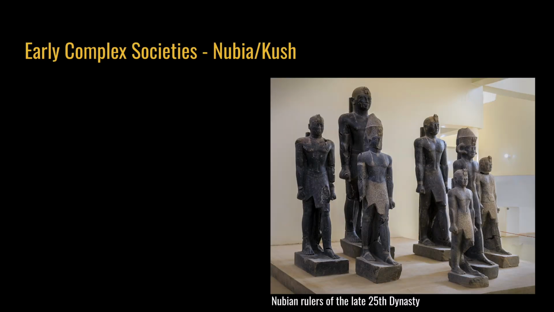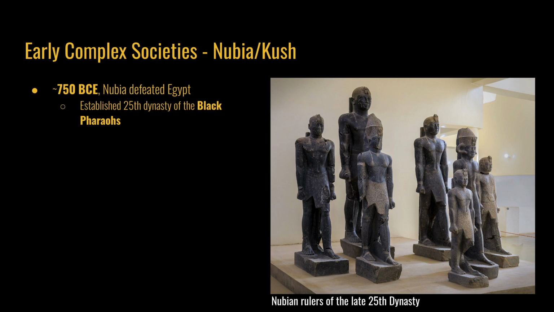Around 750 BCE, Nubia defeated Egypt and established the 25th dynasty of Black Pharaohs. By 670 BCE, only about 100 years later, they were driven out by the Assyrians. At that point, the Nubians retreated back to Kush and became a vassal state of Axum. Nubia also developed its own distinct writing system known as Meroitic script.